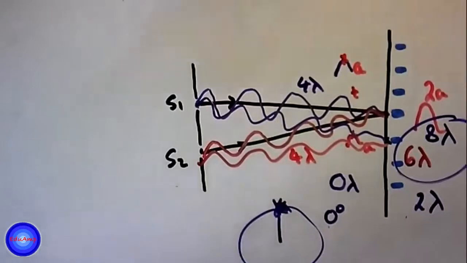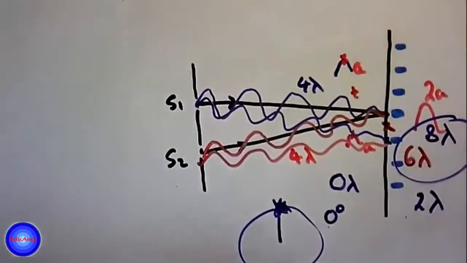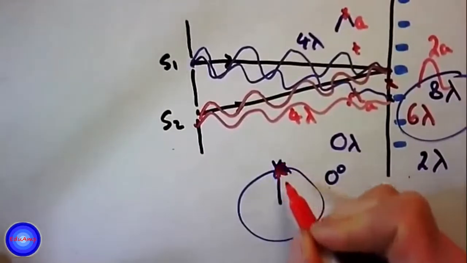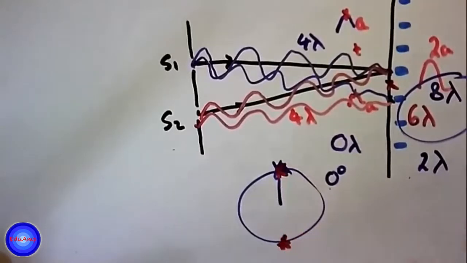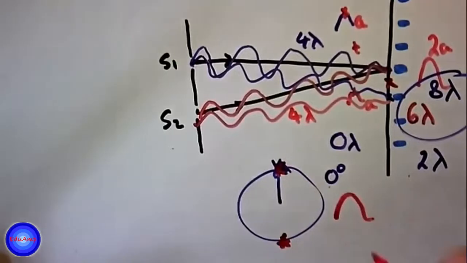Now, the tricky one comes in, and I'll do it over here. The tricky one is that point just there. Now, to get it dark, what must happen? One of the waves must reach there at the top, and one must be at the bottom. In other words, you get destructive interference. So one wave is at the top, and one wave is going down.